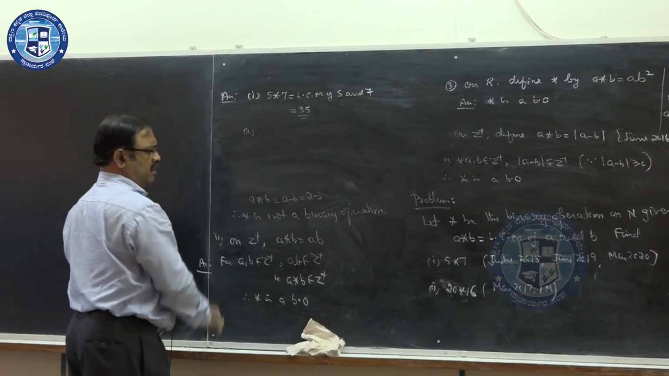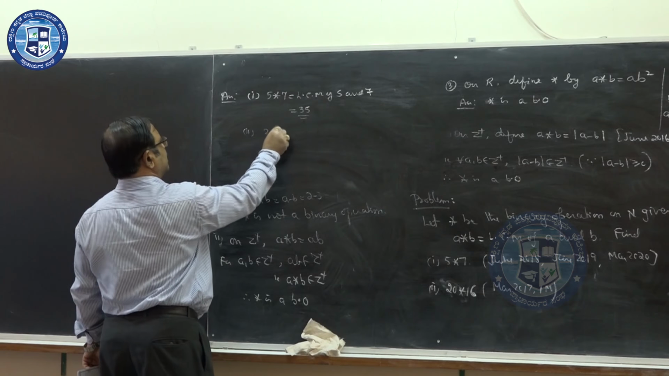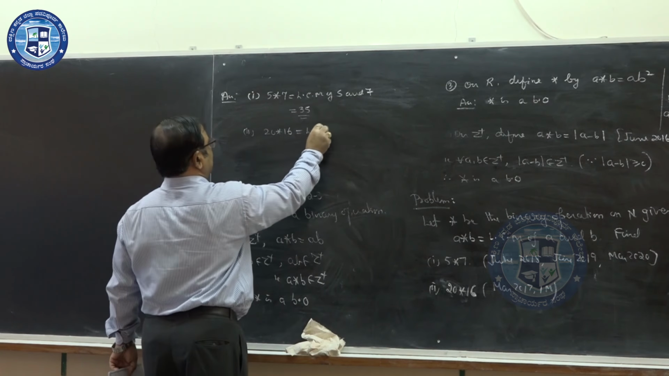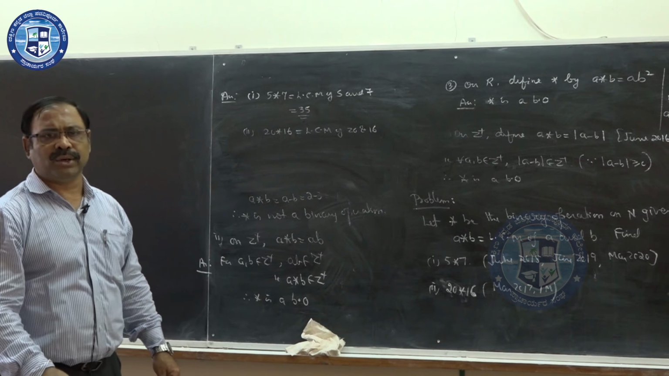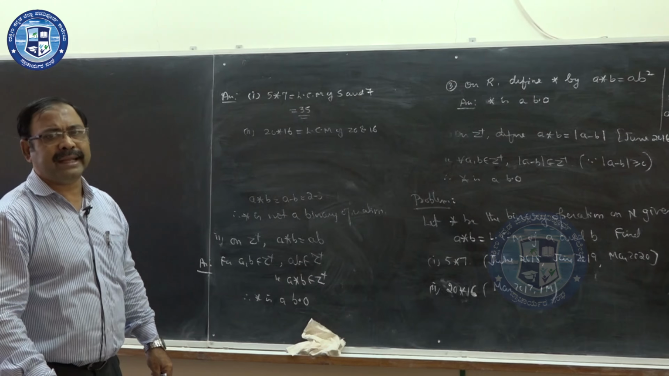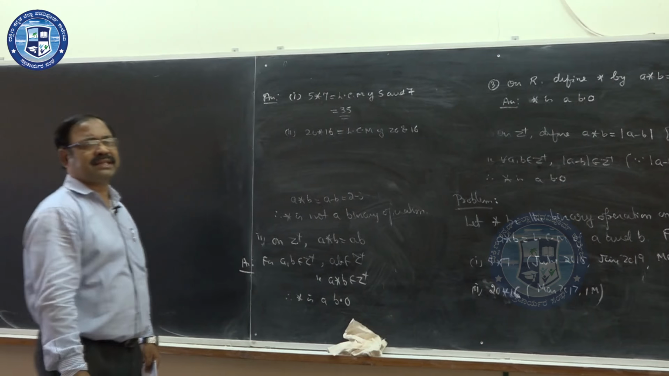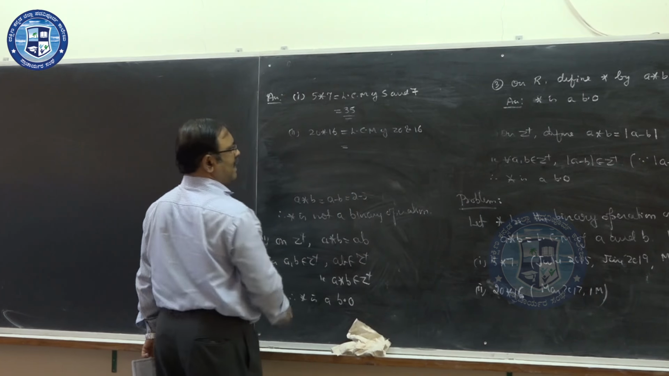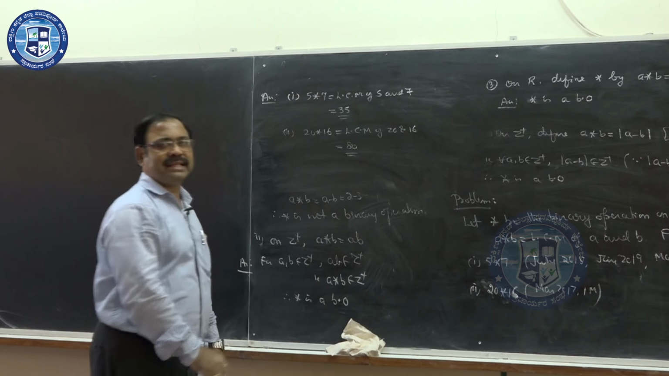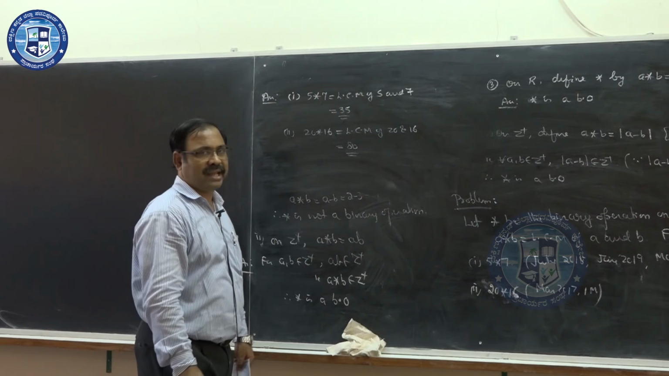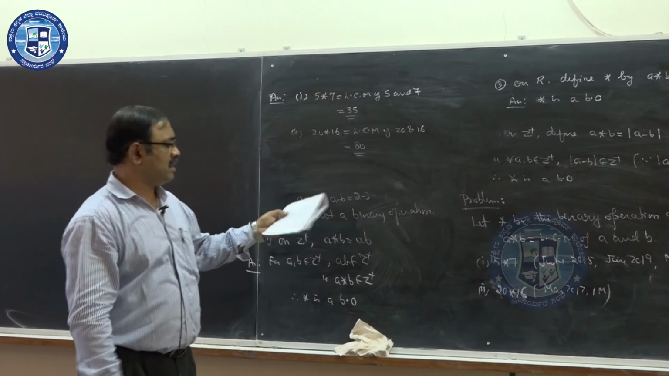Then, second one, 20 star 16. It is LCM of 20 and 16. Once again, tell me what is the LCM of 20 and 16? Very simple. The answer is 80. Therefore, 20 star 16 is equal to 80.